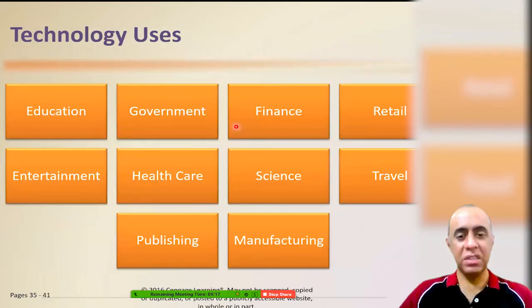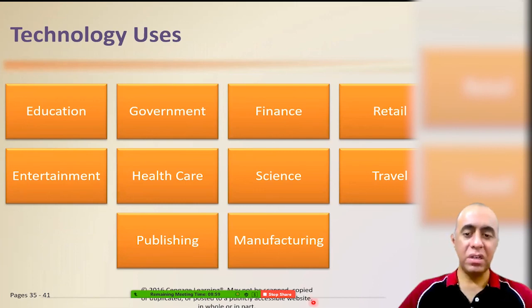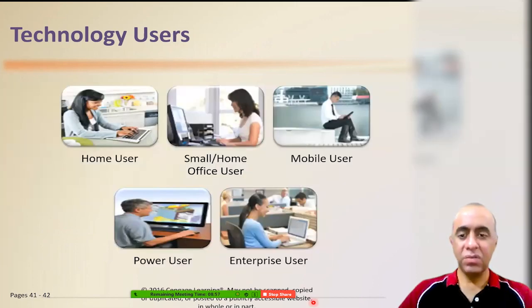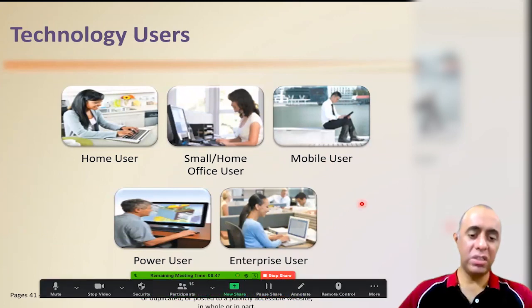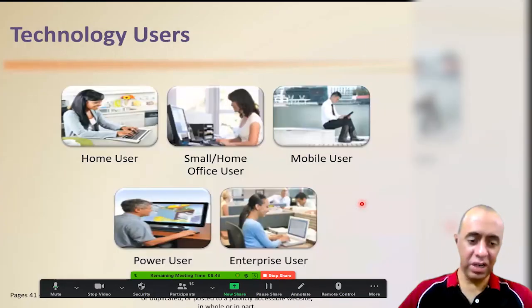Then there are the fields of the real world where technology is used. The list should be endless, starting from education, government, finance, retail, entertainment, healthcare, science, travel, publishing, manufacturing, and medical, etc. All of those fields. And the people who use the technology can be home users, home office users, mobile users, power users, or enterprise users. There could be examples of all of these, but I think we've run out of time for today.